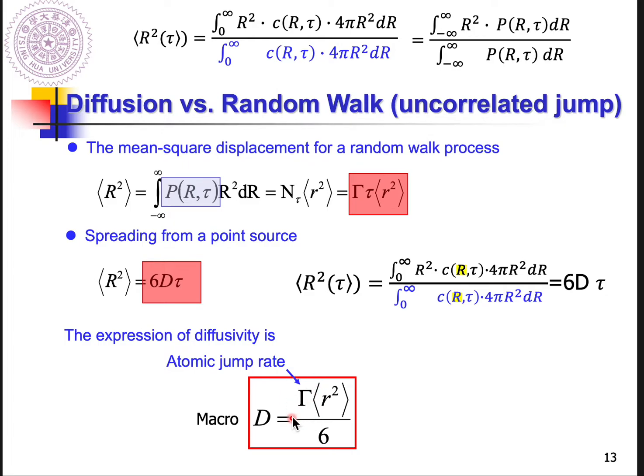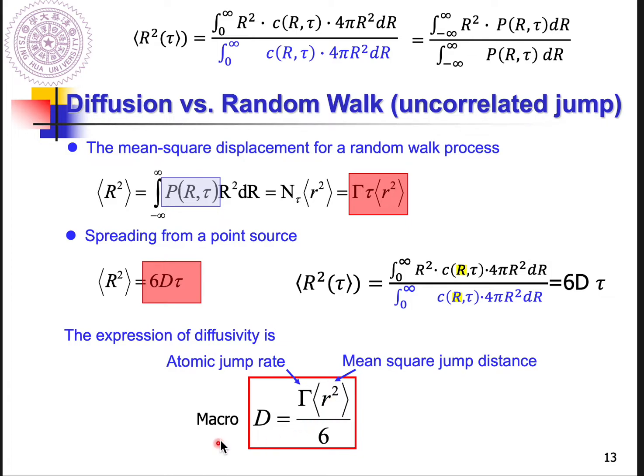This is the total jump rate. This is gamma, not gamma prime. Gamma prime is the atomic jump rate in specific directions, and this is the total atomic jump rate, so you need to consider all possible jumping directions. And this is the mean square jump distance. Small r actually is the distance of each jump.